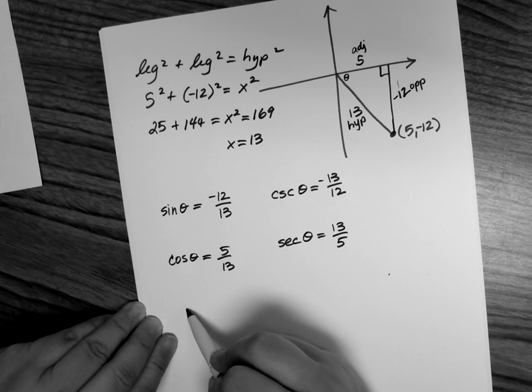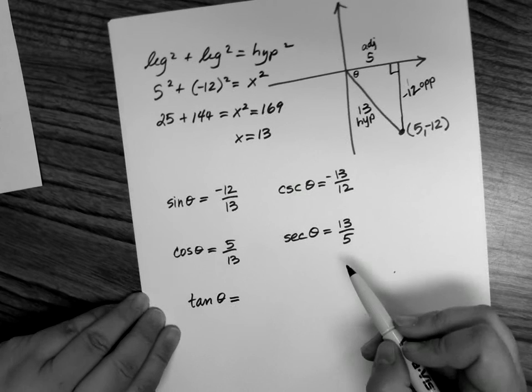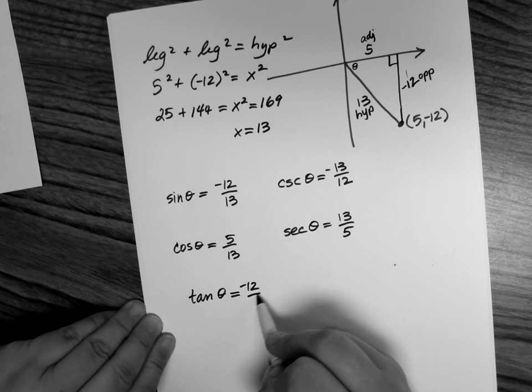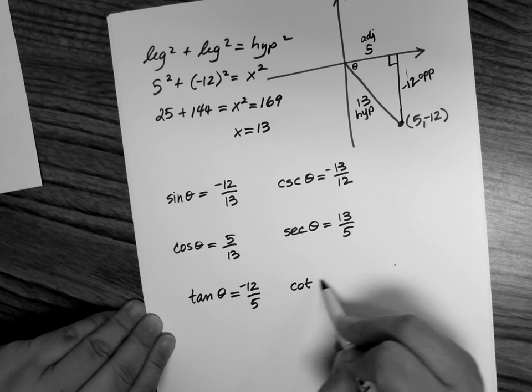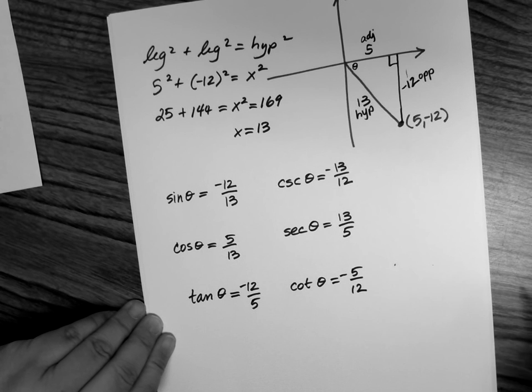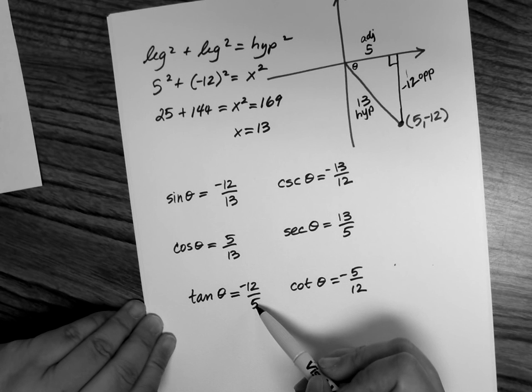Remember, these are called reciprocal identities because one is the reciprocal of the other. Tangent, opposite over adjacent. That goes with cotangent. And I'm done. If I'm asked to find the cosecant, I just get it right here. If I'm asked to find the tangent, here it is, and so on.